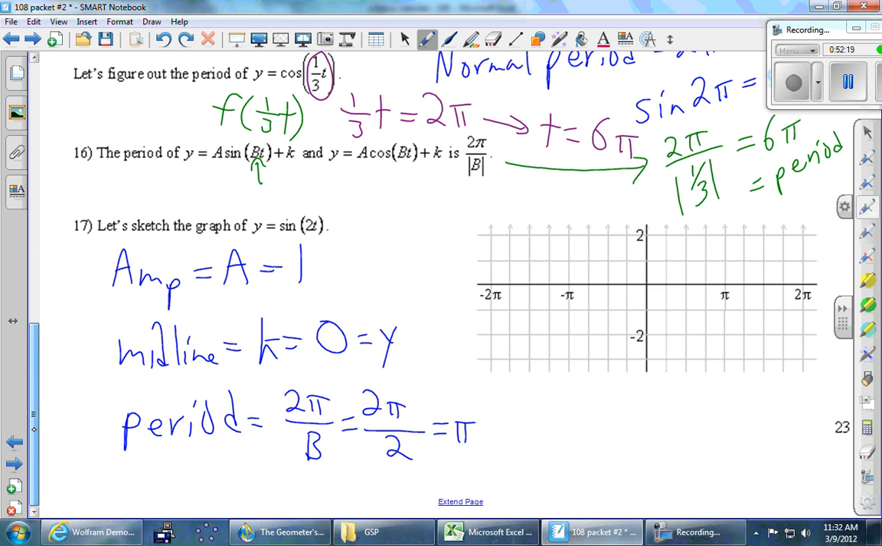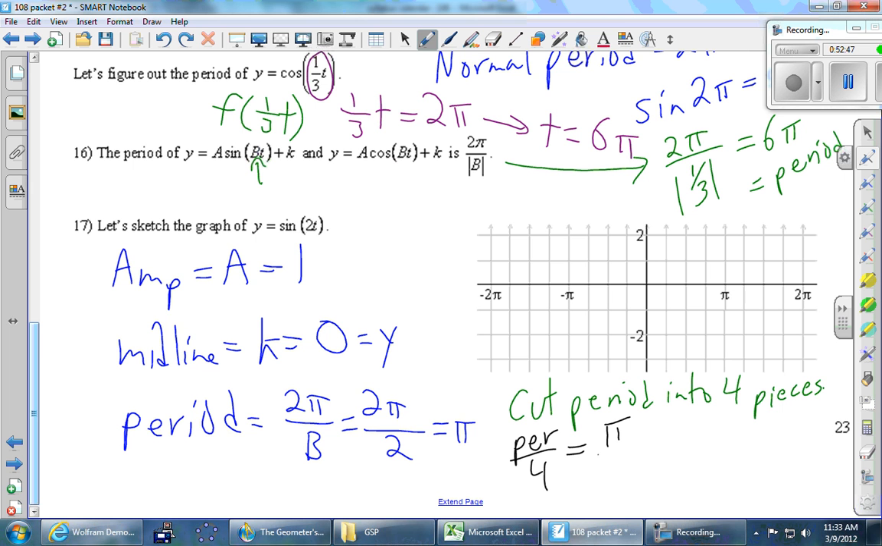Let's try that down here. Cut the period into 4 equal pieces. How much was the period for this example? The period was pi. So I'm going to write here period over 4. How much is that? Pi over 4. Pi over 4 is my fundamental unit on the x-axis.